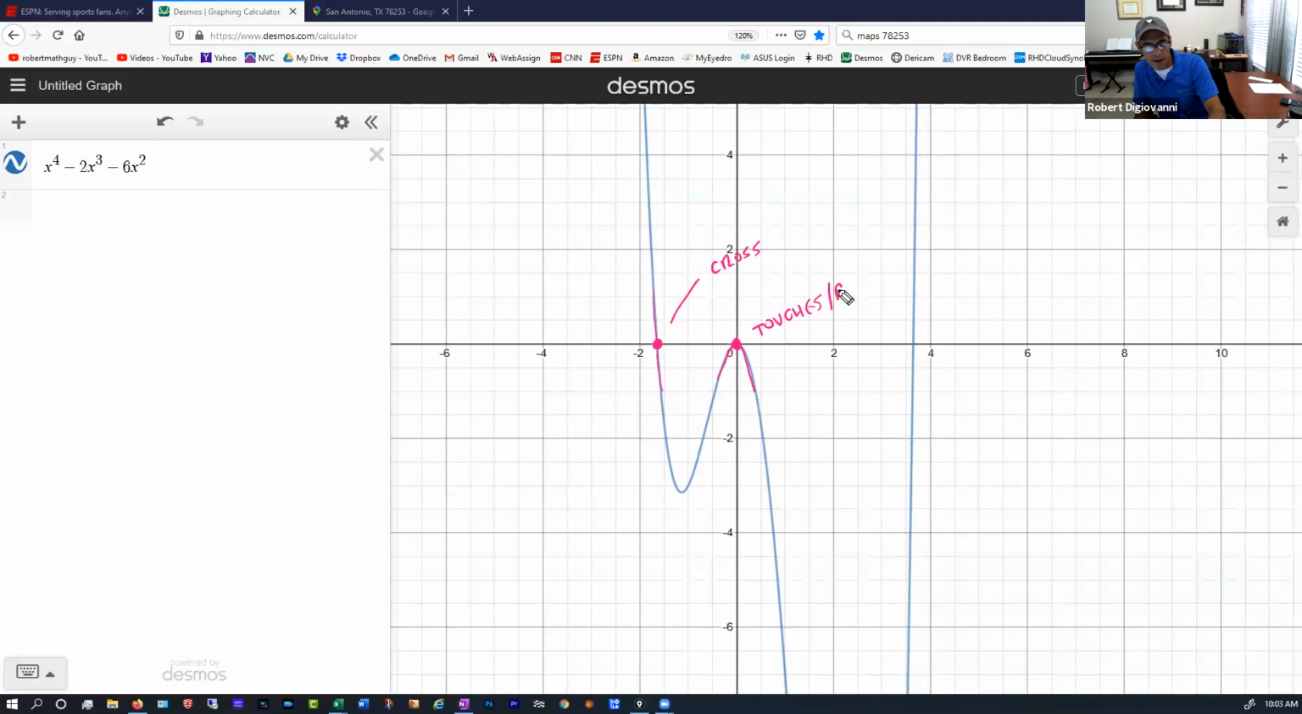Sometimes I use the word bounces because it's almost like a wall. It bounces off the wall. Do y'all see the difference there between those? Now we're going to need that later. Right here at this x-intercept, our third x-intercept that we have in this picture, does it cross or does it touch? Same thing, right? Cross, just like the first one.